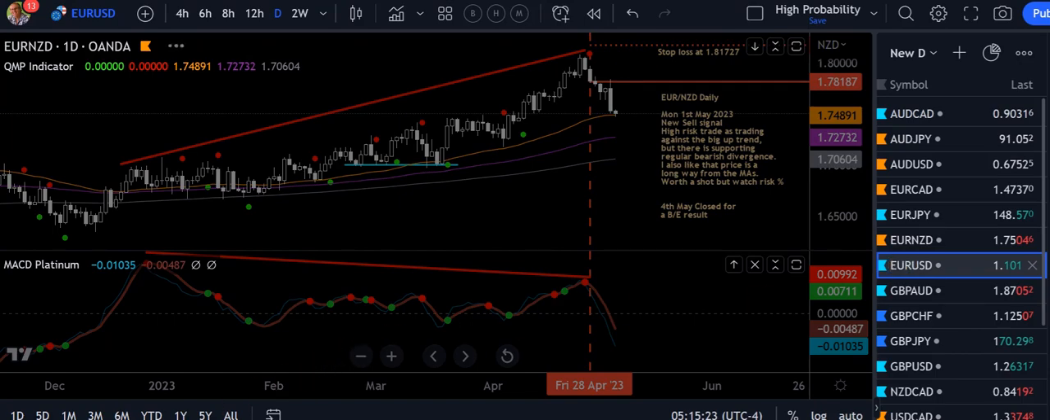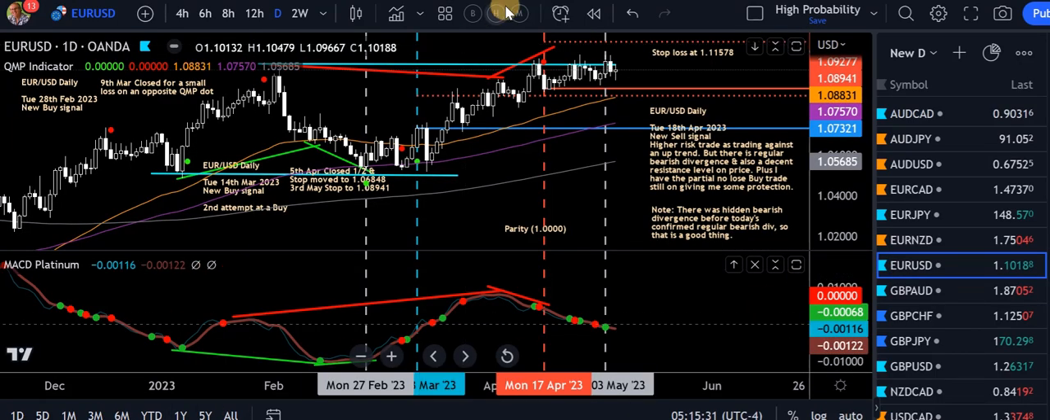Euro USD. Little bit happening here, but most of it's sideways action. We'll start here. This was a buy, this grey line, closed out on an opposite QMP filter dot there, took another buy here. So it's the 14th of March, took a buy. Initially went against me, came very close to stop, but didn't hit it. Had the support level here, didn't break that. Found support again, bounced up nicely.